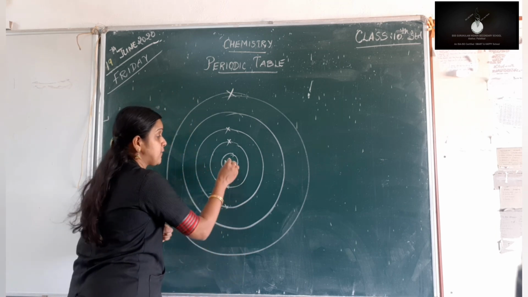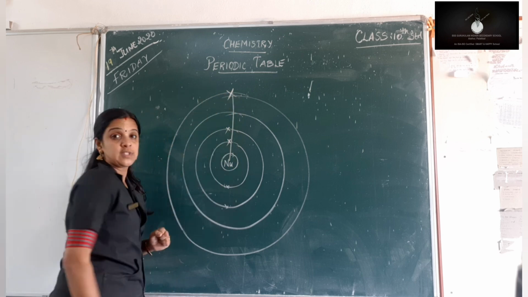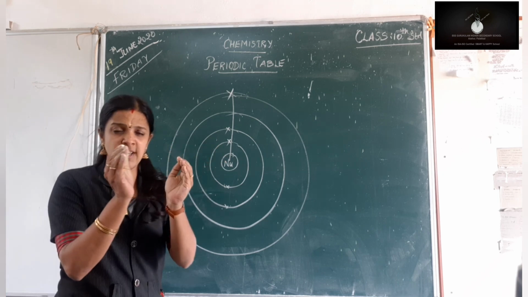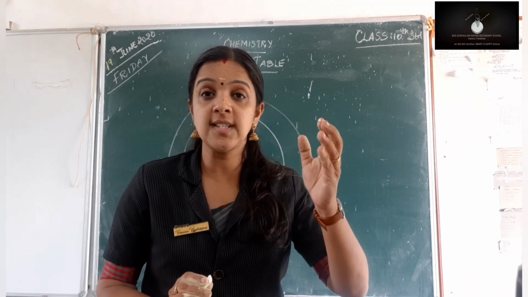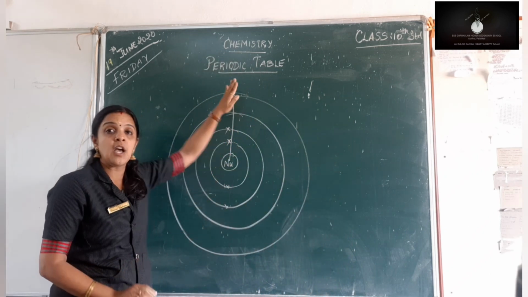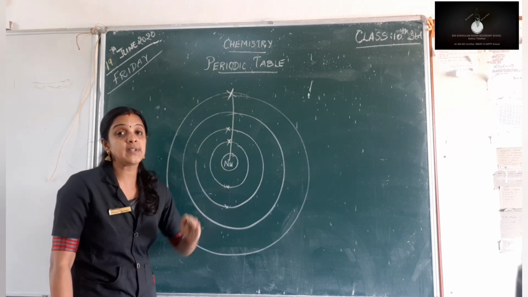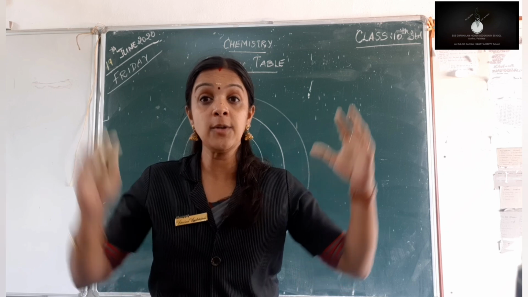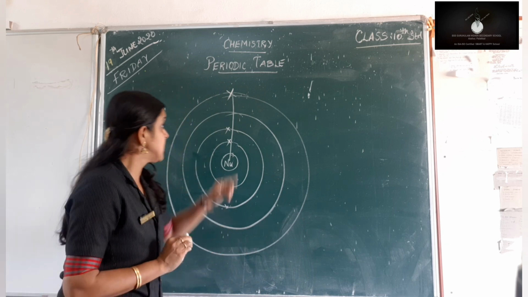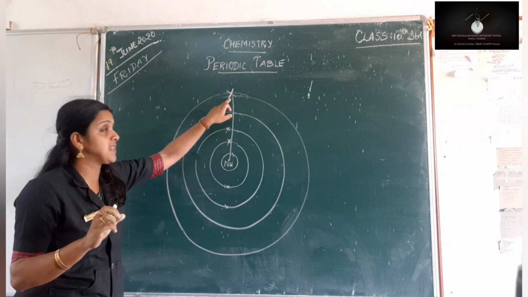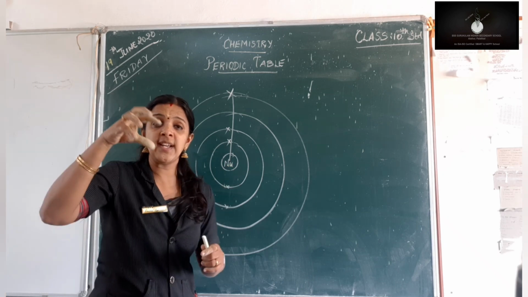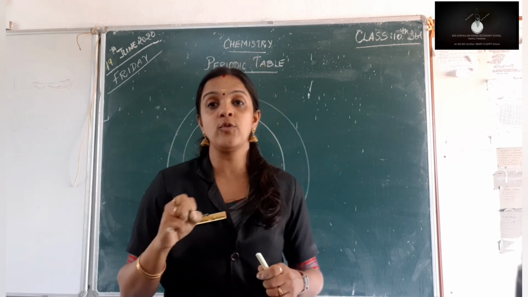Now imagine if the nucleus is far away from the outermost shell, the attraction between the electron and the nucleus is less. That is, the nucleus has very little attraction to the electron present in the outermost shell. So what will happen to the energy? Do I need more energy or less energy? I need only very less energy because this attraction is less, so this electron is not that much attracted to the nucleus. So I need very less energy to remove the outermost electron.